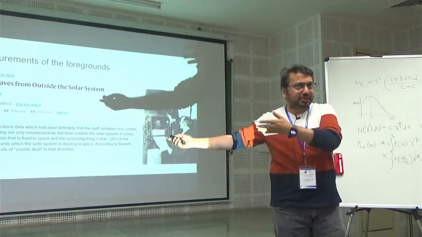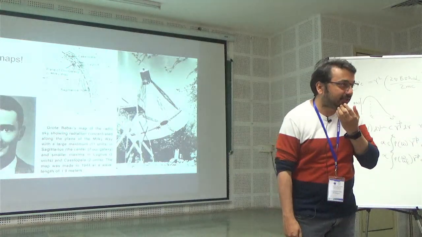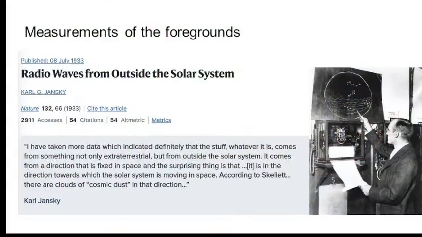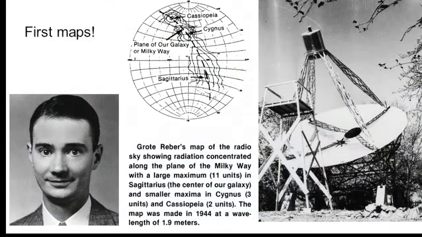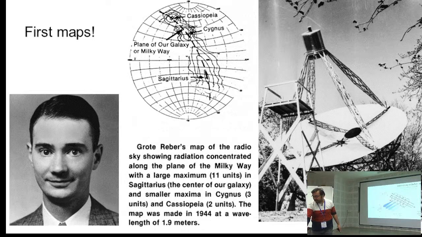Like he did publish, of course, saying that we have reasons to believe that there are things outside that emit in radio. But really the first maps of our foregrounds were by Grote Reber, and his ashes are still in a lot of observatories around the world. He literally built this telescope in his backyard just to try to study what kind of emissions are there. And he did 3 different frequencies. And of course, he got the detection only at the lowest of the frequencies. And that is simply explained because synchrotron has this nature, so you have more and more brightness at low frequencies.